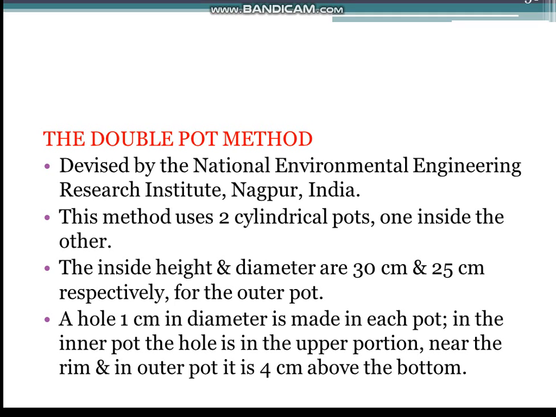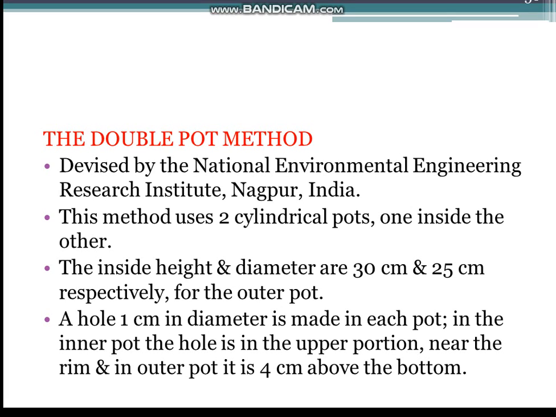During an emergency, it is desirable to ensure a constant dosage of chlorine to well water. Several simple and effective methods have been devised for this purpose, of which the pot method of chlorination is one which has been used with success in various countries. The double pot method is an improvement devised by the National Environmental Engineering Research Institute, also known as NEERI, Nagpur. This method uses two cylindrical pots, one placed inside the other. The inside height and diameter are 30 cm and 25 cm respectively for the outer pot.